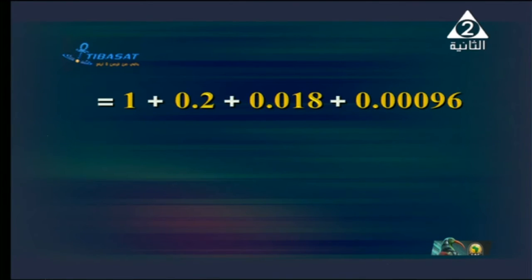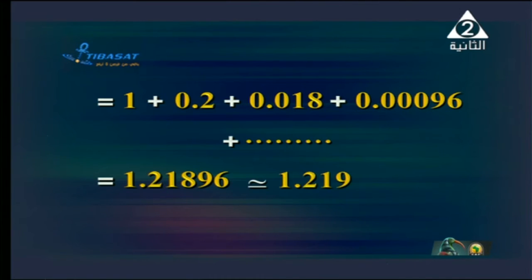Answer is 1 plus 0.2, 0.018 plus 0.00096. Answer is 1.21896. Approximation to 3 decimals, 1.219. This number, by using the binomial theorem, is 1.219.